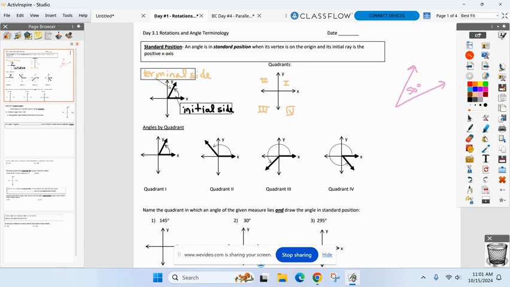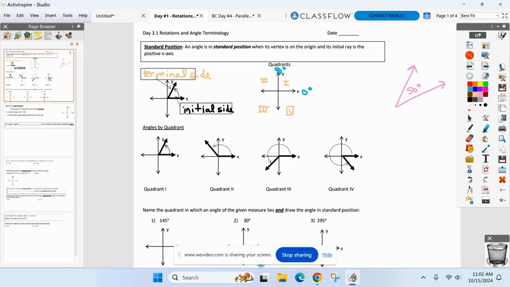Now let's talk degree measures. Right here, positive side of the x-axis, you start at 0 degrees. As I go from quadrant to quadrant counterclockwise, what do you think I have up top here? 90. So any degree measure between 0 and 90 is going to fall in the first quadrant. If I asked you to graph 50, the terminal side is going to be somewhere in the first quadrant.